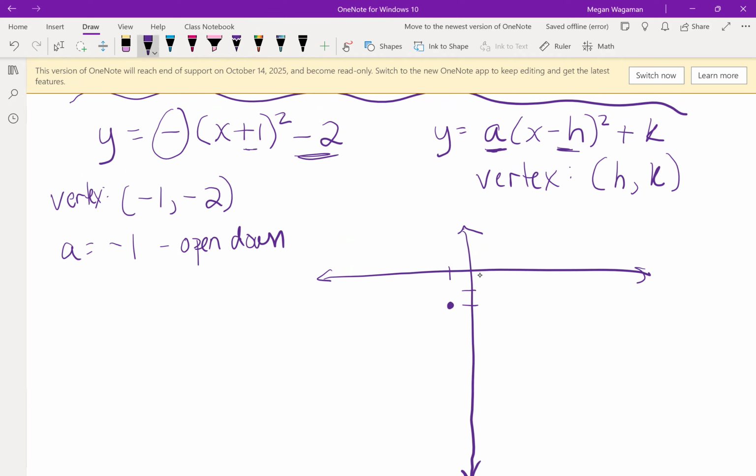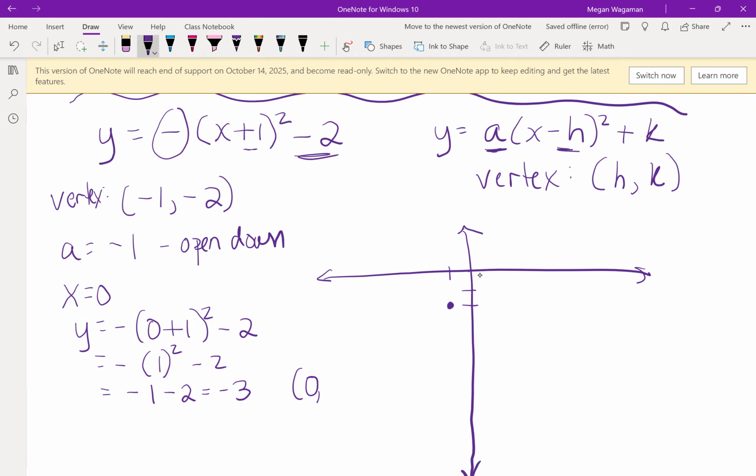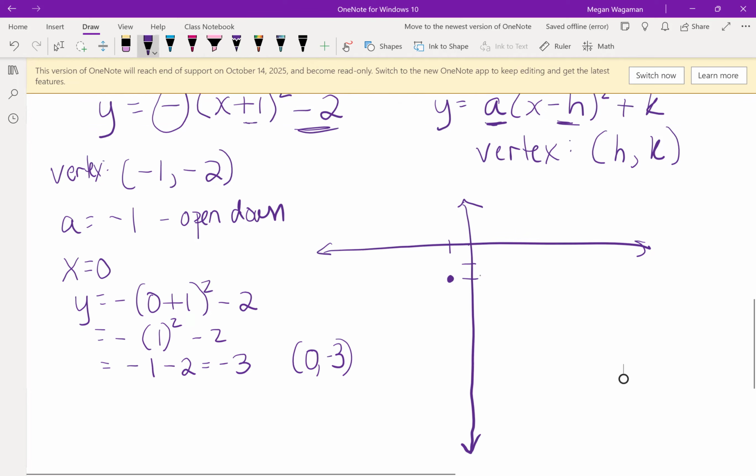So again, good to keep in mind, just because then when we find points, if we don't see that happening, we know that something must have gone wrong. So I'm just going to go with x equals 0 and see what that gives us. And then I'll also do x equals 1, because again, I'm choosing points close to my vertex. So x is 0, y is going to be -0 plus 1 squared minus 2. Remember, work in the parentheses first. So we've got 1. We're going to square that. So this is going to be -1 minus 2, which is -3. So we have the point 0, -3.